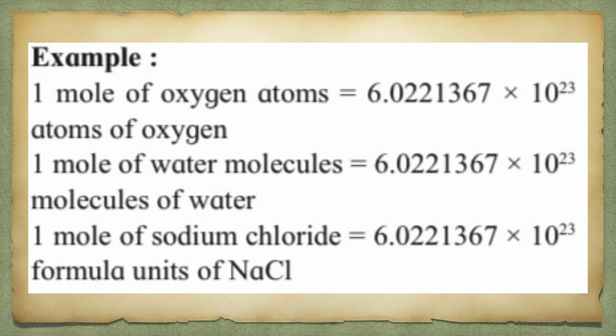Some examples: 1 mole of oxygen atoms is equal to 6.022 × 10^23 atoms of oxygen. 1 mole of water molecules is equal to 6.022 × 10^23 molecules of water. 1 mole of sodium chloride is equal to 6.022 × 10^23 formula units of NaCl. Whatever is asked, 1 mole of anything will be equal to the Avogadro's number, that is 6.022 × 10^23.